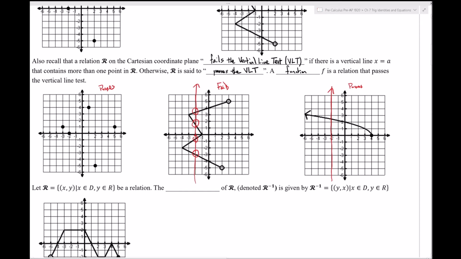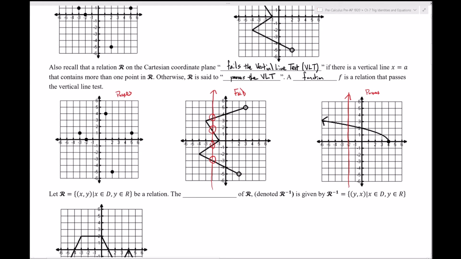The ones that fail are not functions. They're just simply relations that are not functional. So the ones that pass are functional relations. The ones that fail are not functions. They're just relations.